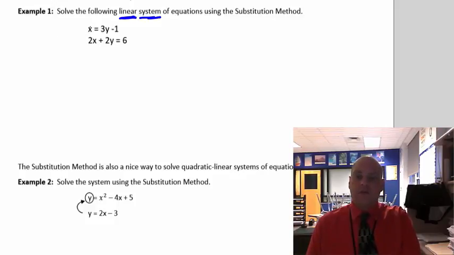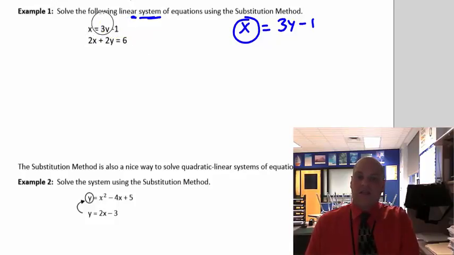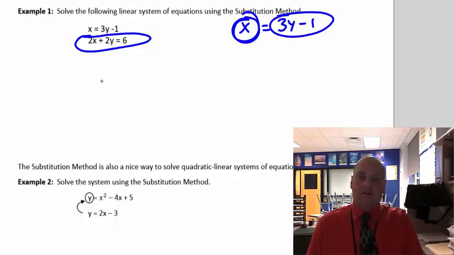All right, so substitution. Solve one of them for x. This one's already done. See how x is all by itself? Okay, x equals 3y minus 1. That means wherever you see an x in the other equation, you take it out and replace it with 3y minus 1.